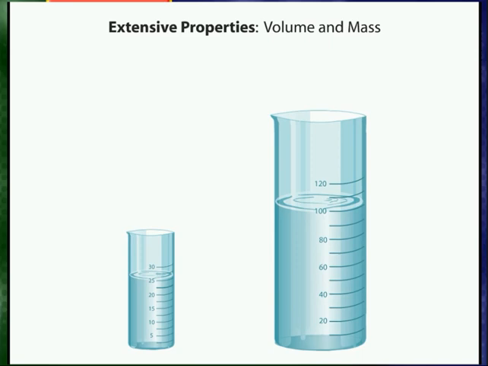For example, the volume of water in the small beaker is 25 milliliters, and the mass of that water is 25 grams. The volume of water in the large beaker is 100 milliliters, and the mass of that water is 100 grams.